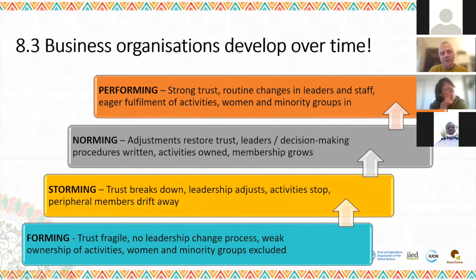So the first step at the bottom is the business is formed, the business organization is formed, and people don't really know whether to trust one another. And sometimes the business is set up by a particular leader, and there's no process of election or decision-making on the roles, who's going to do what. And so the other members think it's an interesting idea, but they don't really own the business or its activities. And sometimes women or minority groups are excluded. It's the people with the land and the resources who tend to dominate the establishment of group businesses. So this is the forming phase.